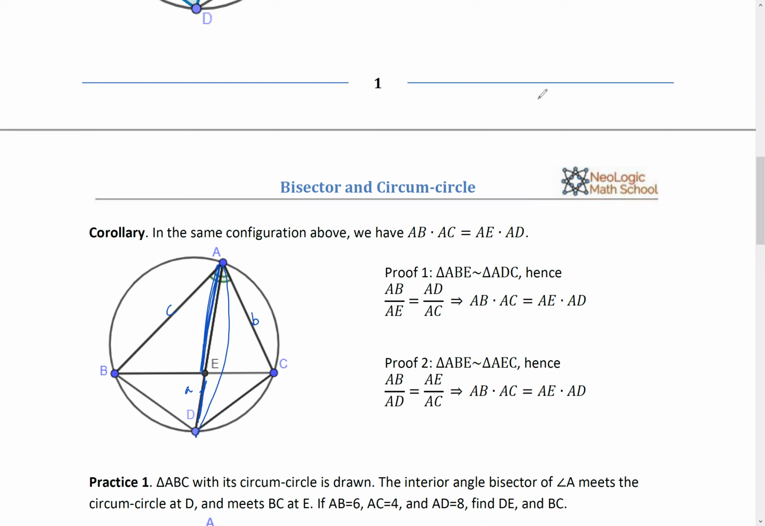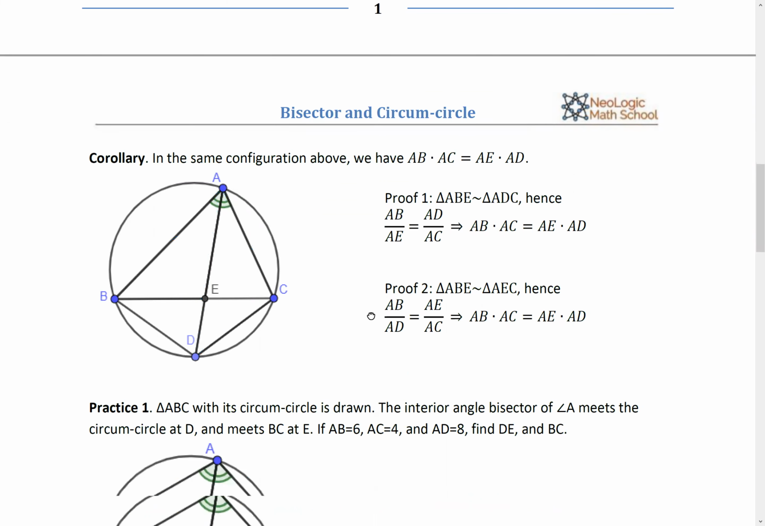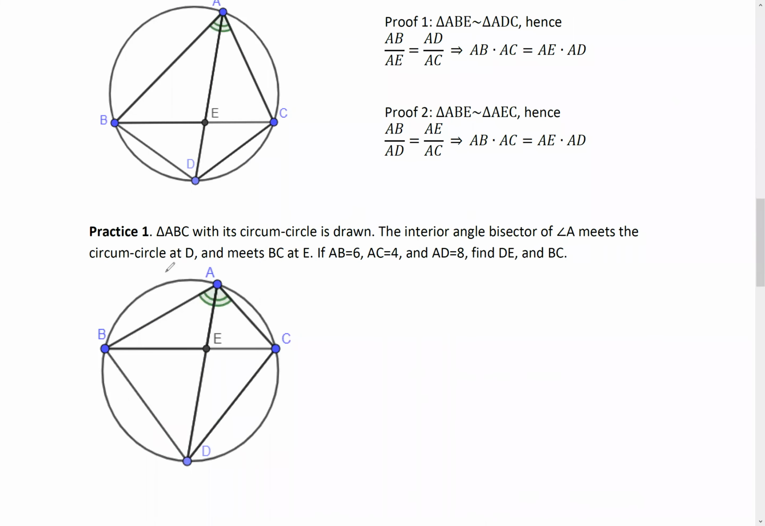Let's see an example. Let's check this out. So triangle ABC, the same configuration. Angle bisector A meets the circumcircle at D, meets BC at E. If this is 6, this is 4, AD is 8. Find DE. Find BC. If you're watching this video right now, you should pause here, freeze, and think about this problem.